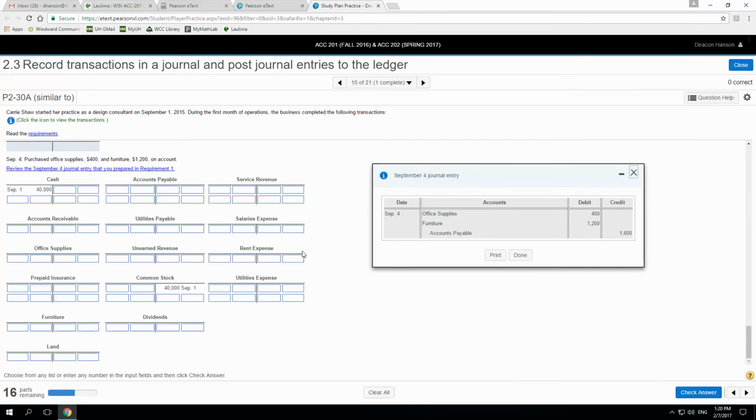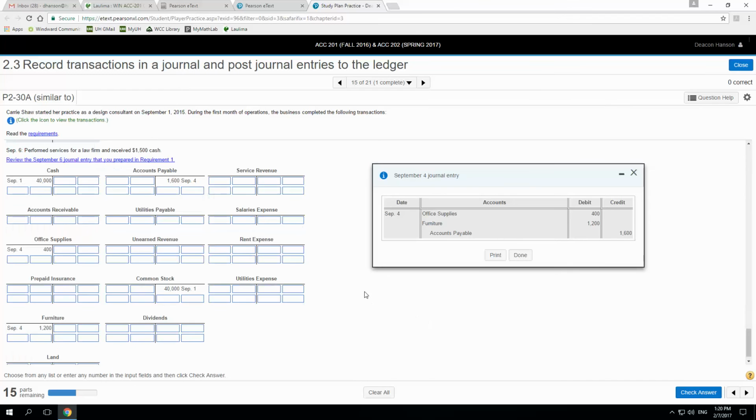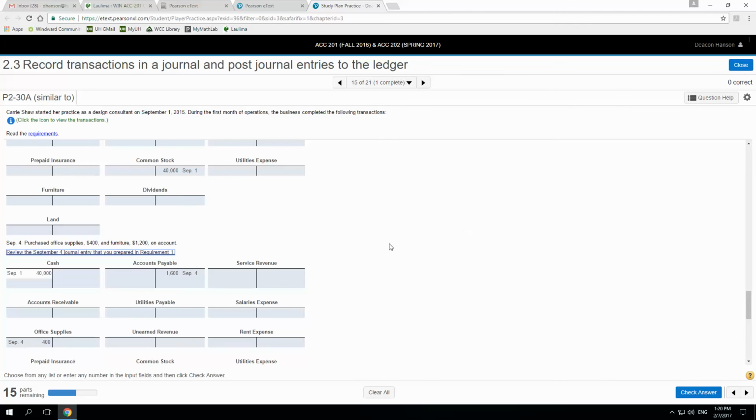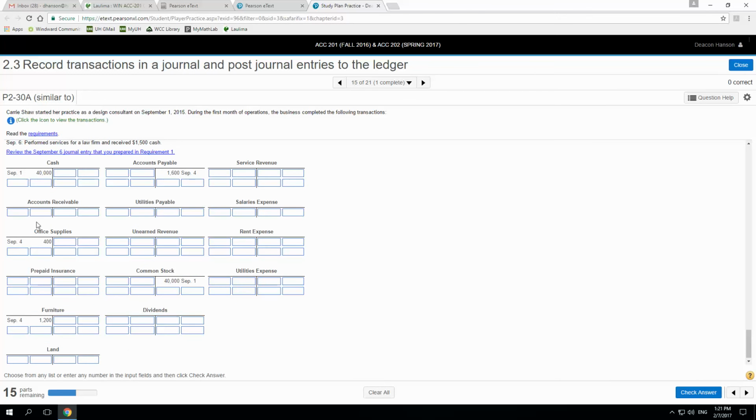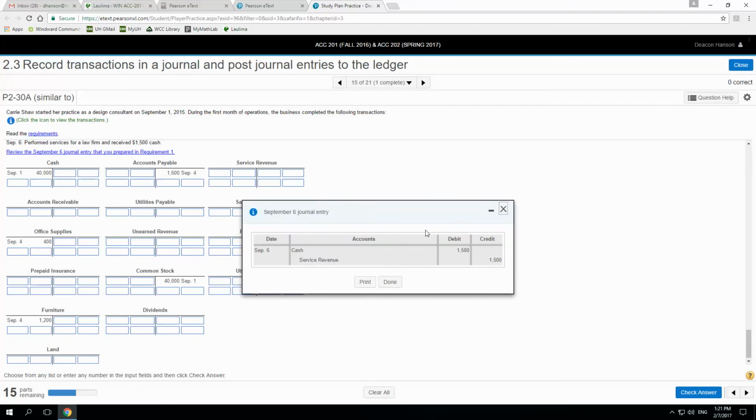We're going to post a debit to office supplies of 400 and a debit to furniture of 1,200. Okay, and make sure you label it with the date. This is September 4th. And then you're going to have a credit to accounts payable of 1,600. And then you move on to the next one. Notice what I did previously is sitting in here.